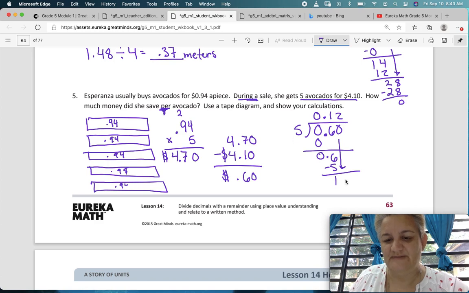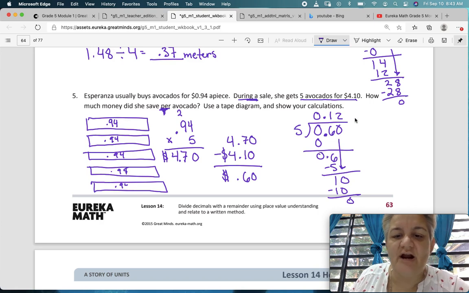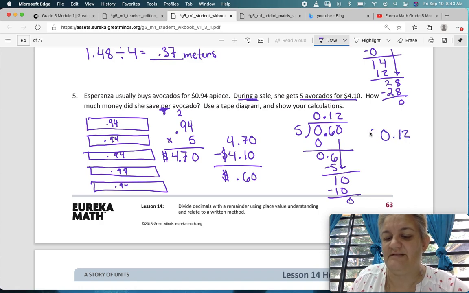Okay, 2 times 5 is 10. And there we go. So how much did she save per avocado? 12 cents. Or 12/100ths of a dollar.